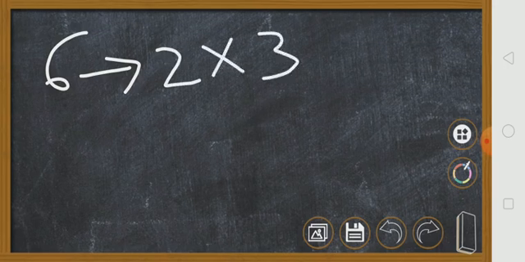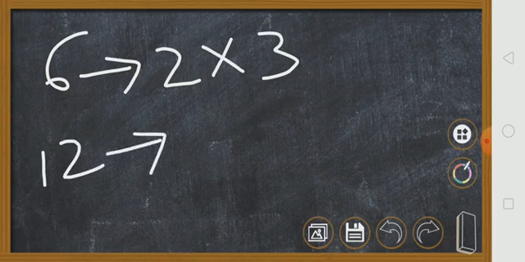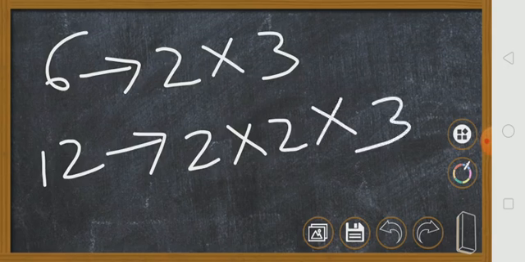These are the prime factors. 2 and 3 are the prime factors of 6. You can break 12 as 2 into 6, and 6 as 2 into 3, so 12 is 2 into 2 into 3. So what can you say this is? Prime factors. 2, 2, 3 are the prime factors of 12, and 2 and 3 are the prime factors of 6. Is it clear? Okay.